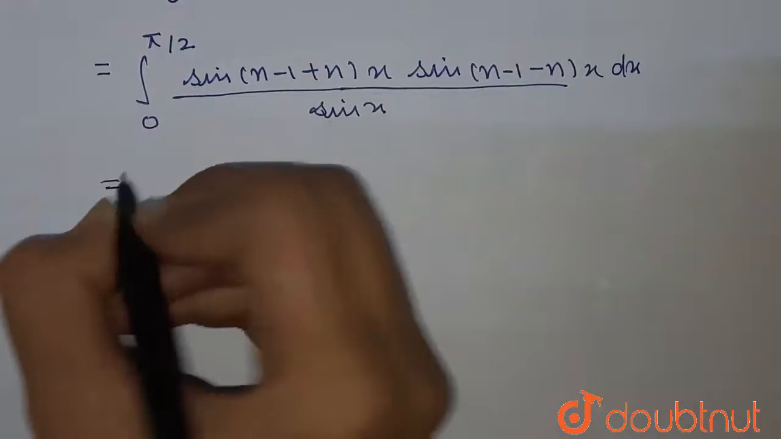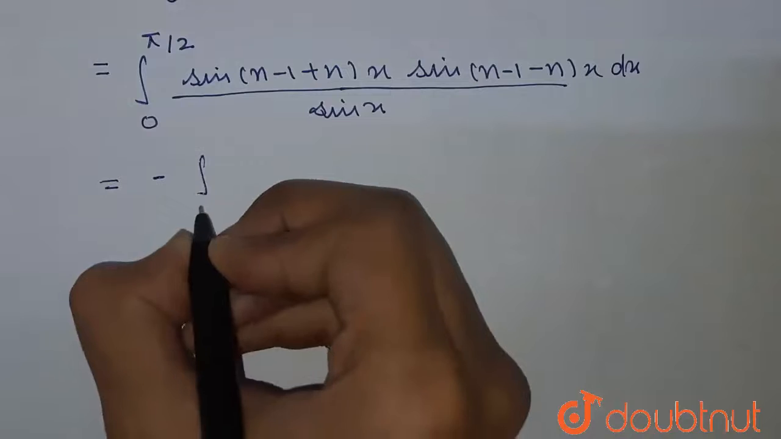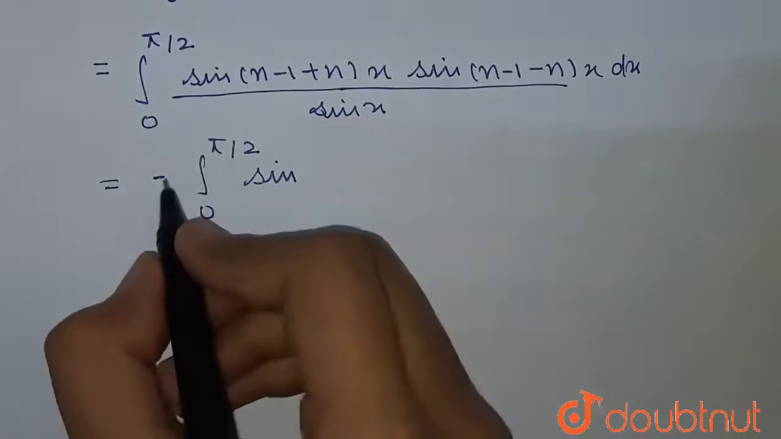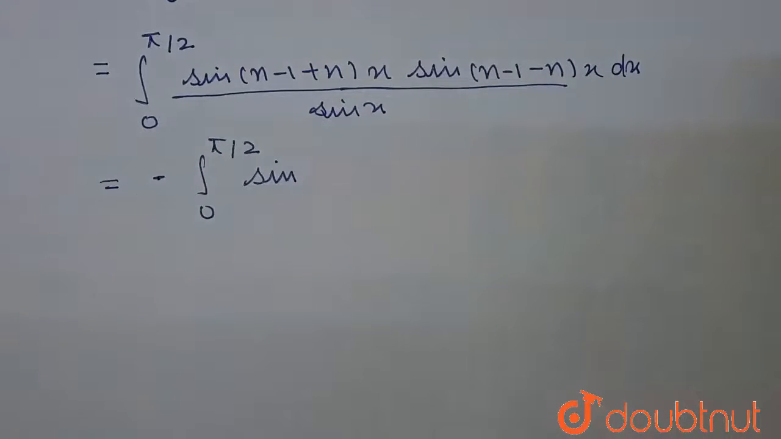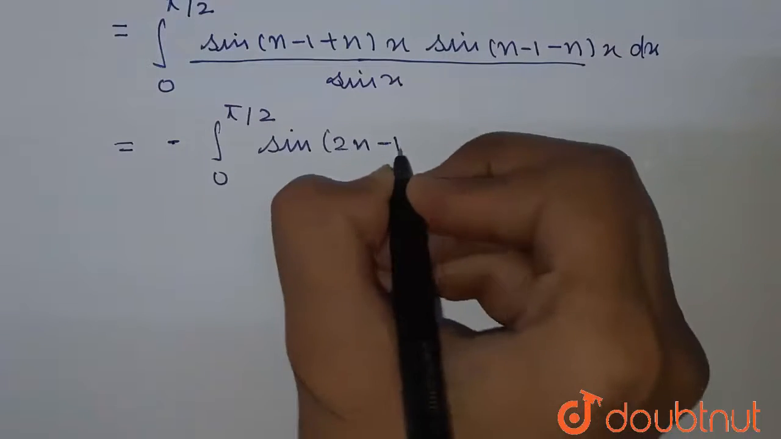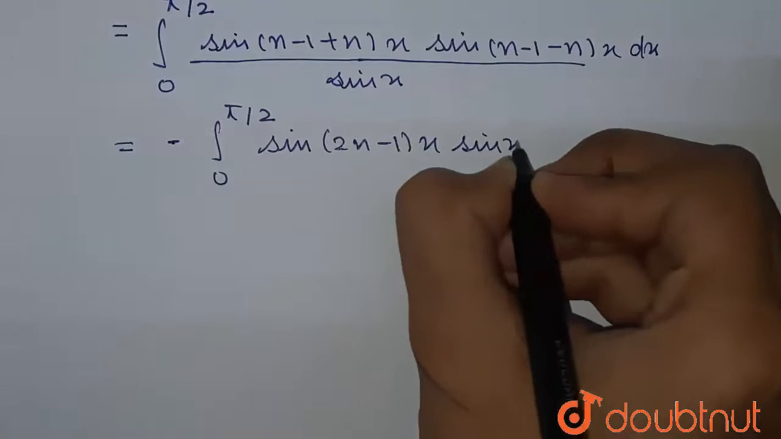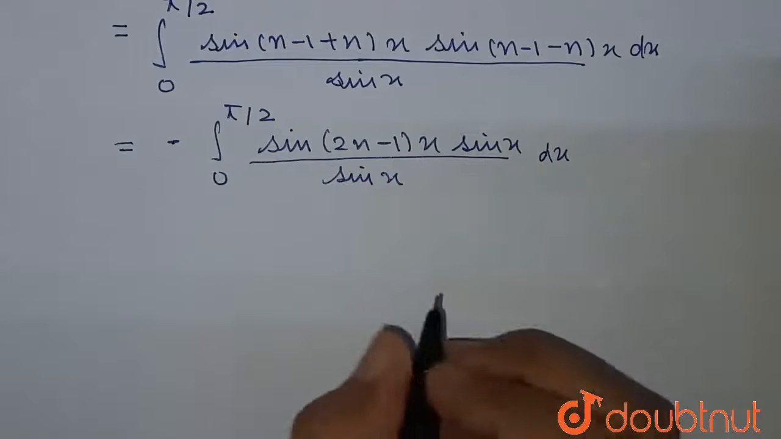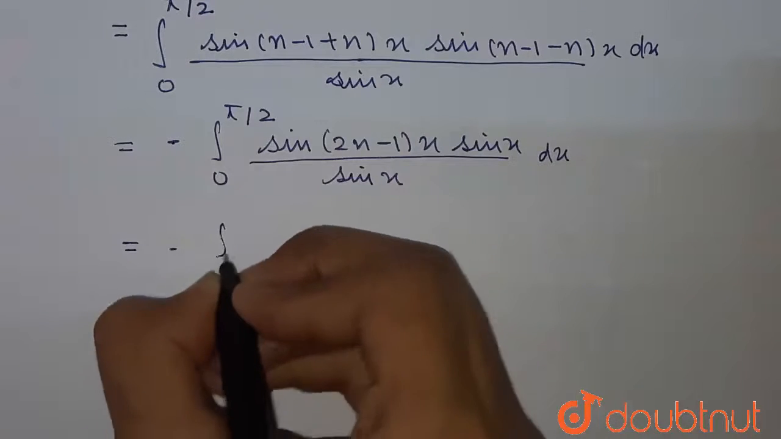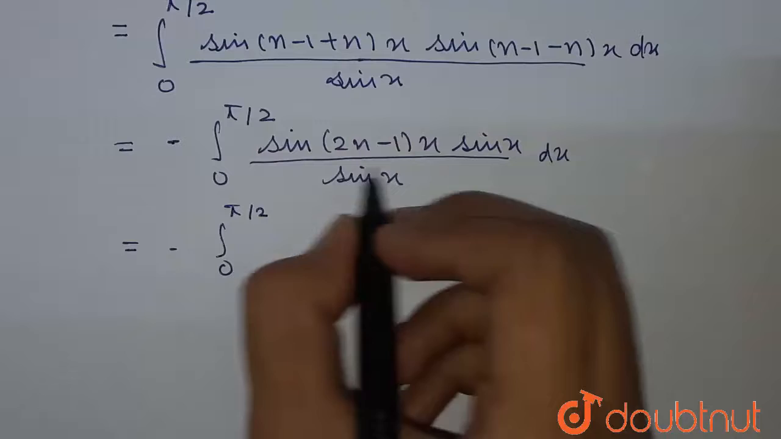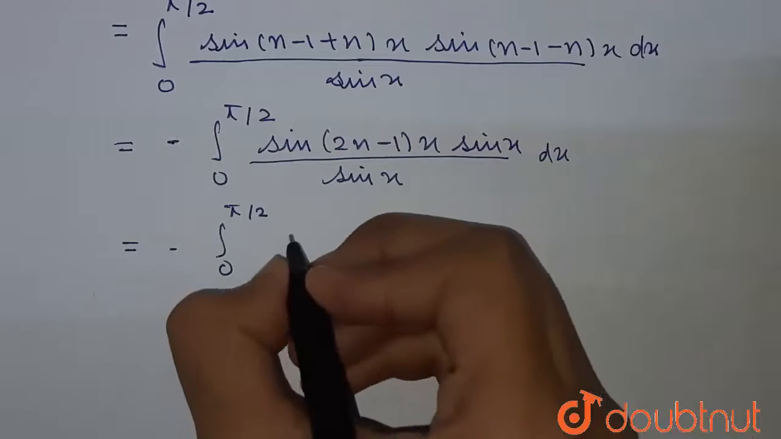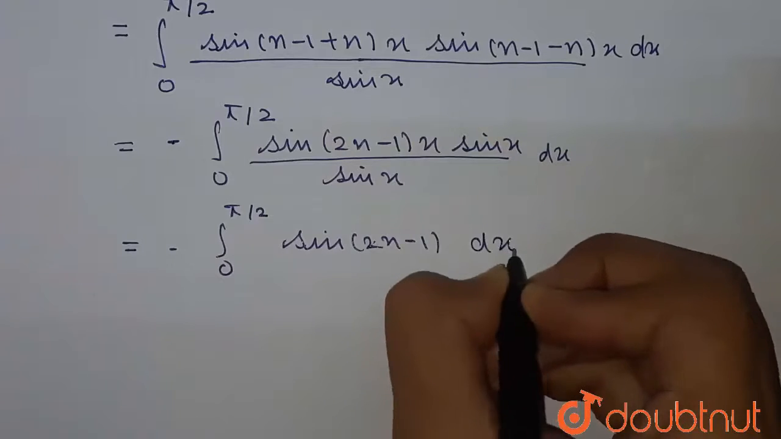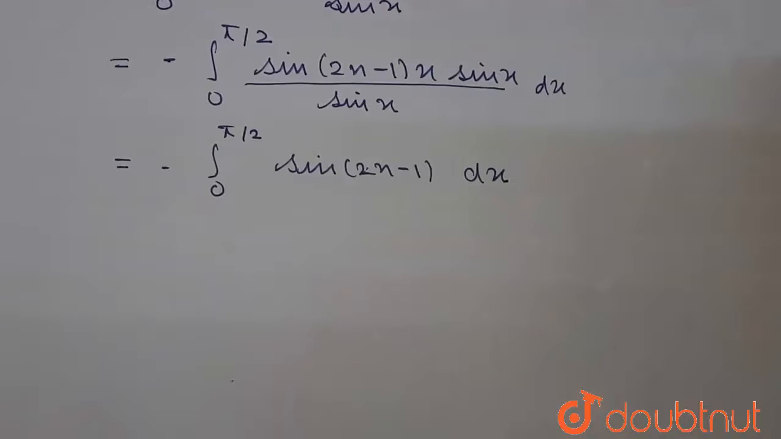So this will be equal to, here we will have minus, so 0 to pi by 2, because of this minus, minus will come here, so this will be equal to sine of (2n minus 1) into x, and here we are having sine of x, divided by sine of x dx. Right, so here we are having 0 to pi by 2, and sine x and sine x will get cancelled, so we are left with sine of (2n minus 1)x dx. Right, so now we will integrate this.